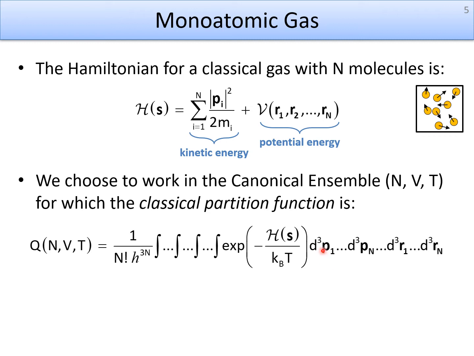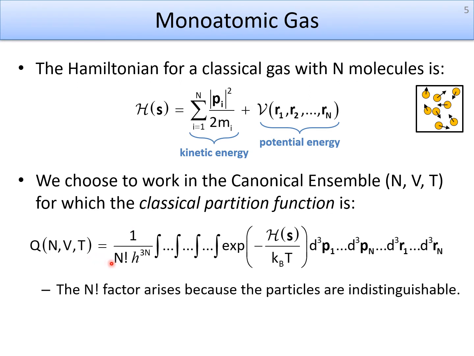So the integration is over all the momenta and all the positions of the particles. And of course we're operating in 3 dimensions, right? The 3-dimensional space. So this d3p1 means basically dp1x, dp1y, dp1z, right? All the components of this vector. Same for the other ones, same for the positions. Now let's look at these terms over here.